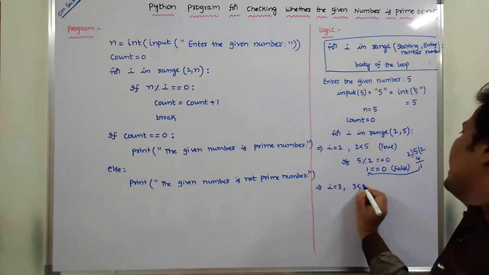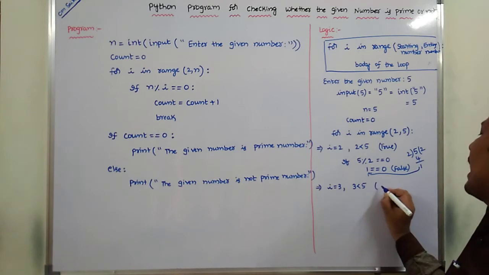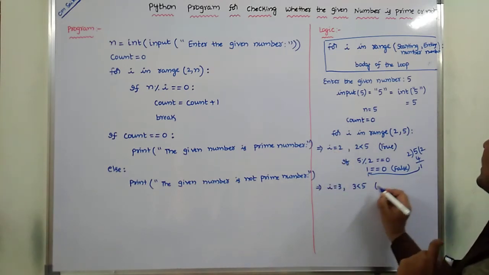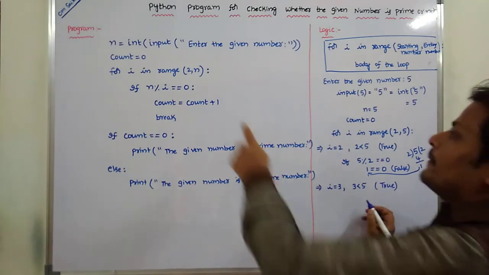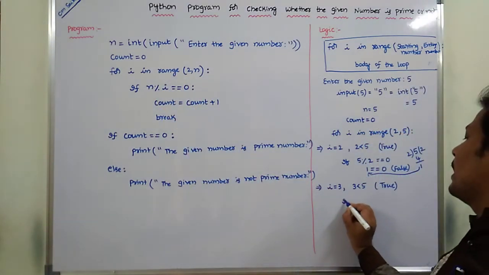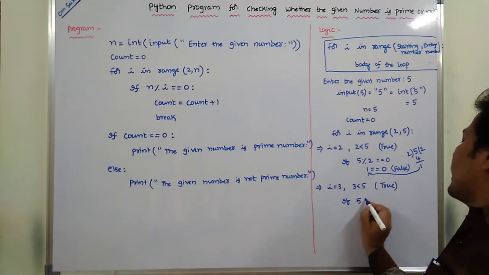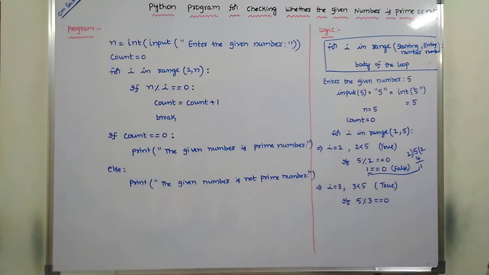So now 3 less than 5. After incrementing, I value previously 2 is incremented to 3, and 3 is less than 5. That is condition true. If the condition is true, the control goes to the body of the for loop. In the body of the for loop, if n modulus operator I, 5 modulus operator 3 is equal to 0.